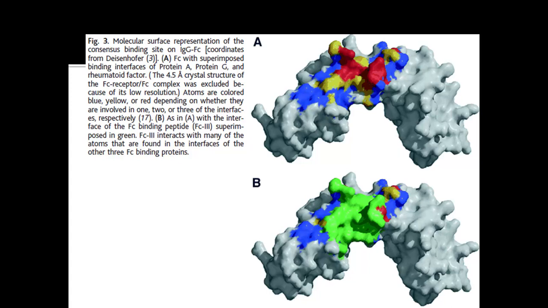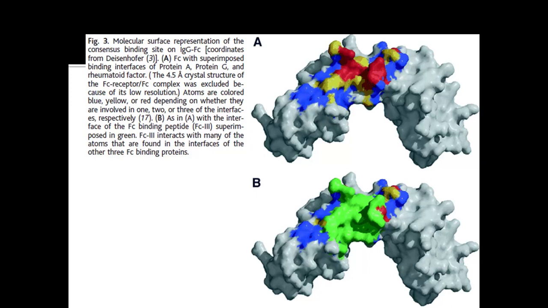So let's look at the surface areas. And what they did for this is they did 2 graphs. Remember that we have protein A, protein G, and rheumatoid factor. We have crystal structures of those binding to the same site. The neonatal FC receptor was a 4th example that they had on the previous slide. But look at its resolution, 4.5 angstroms. So they just said, we don't need that one.